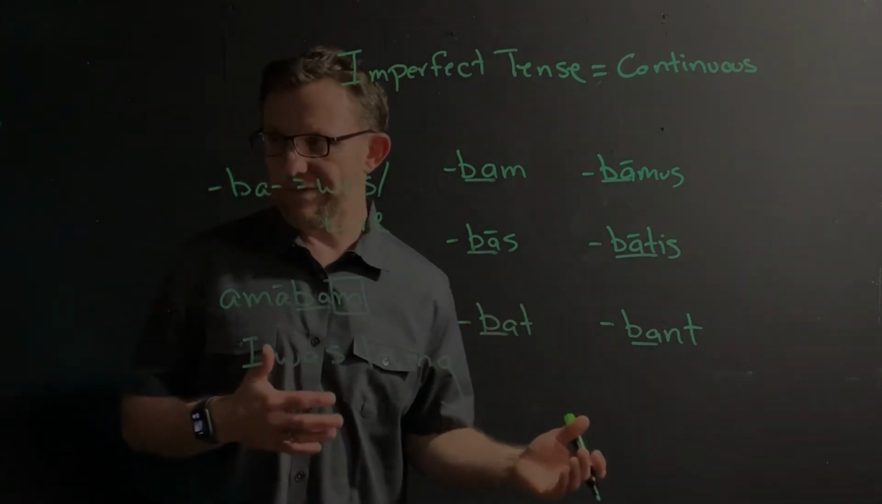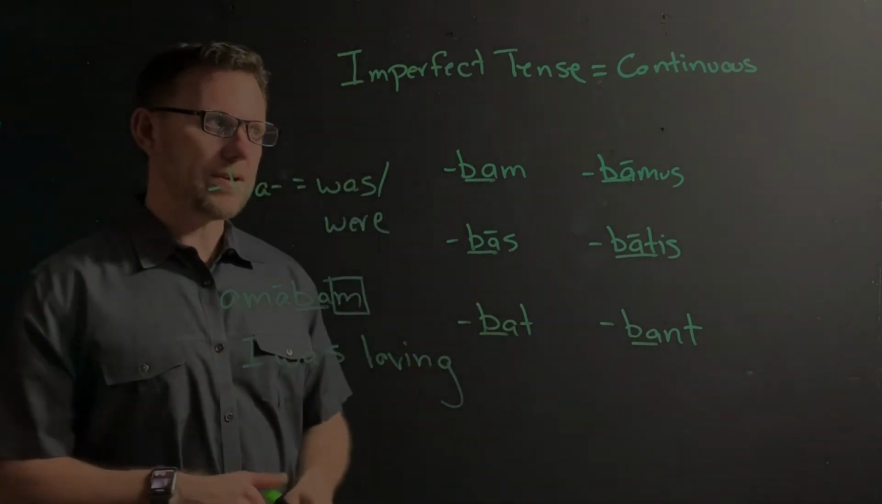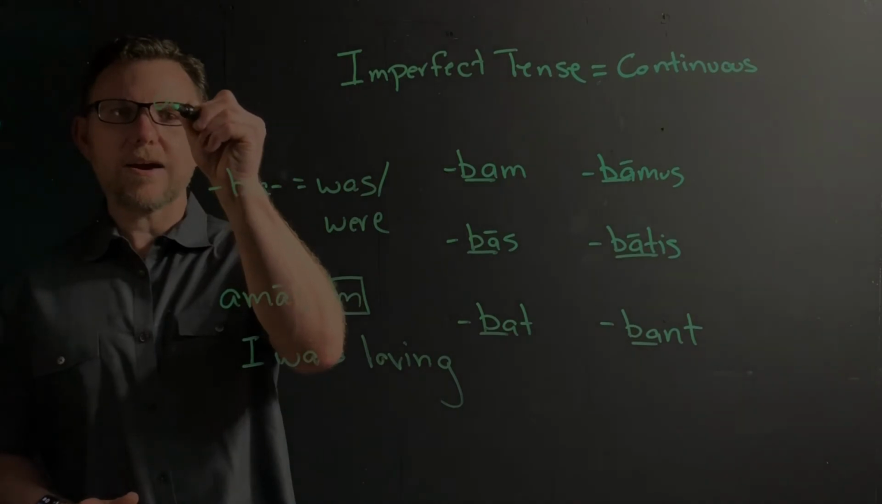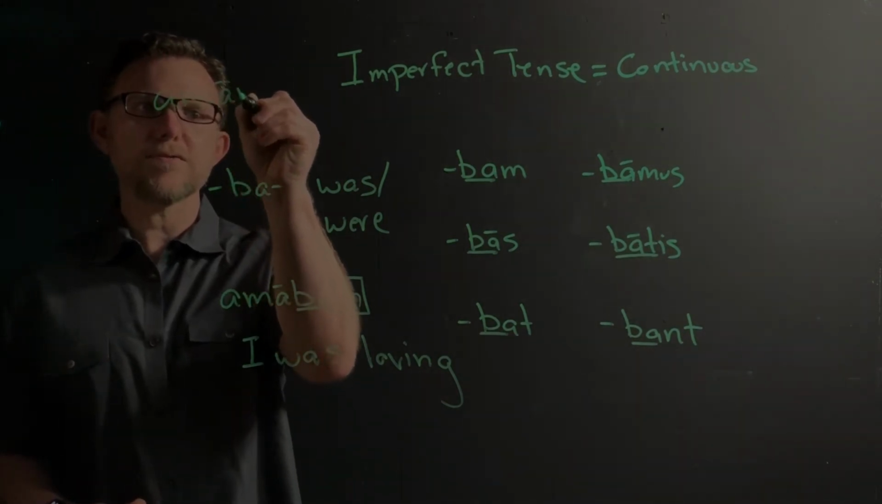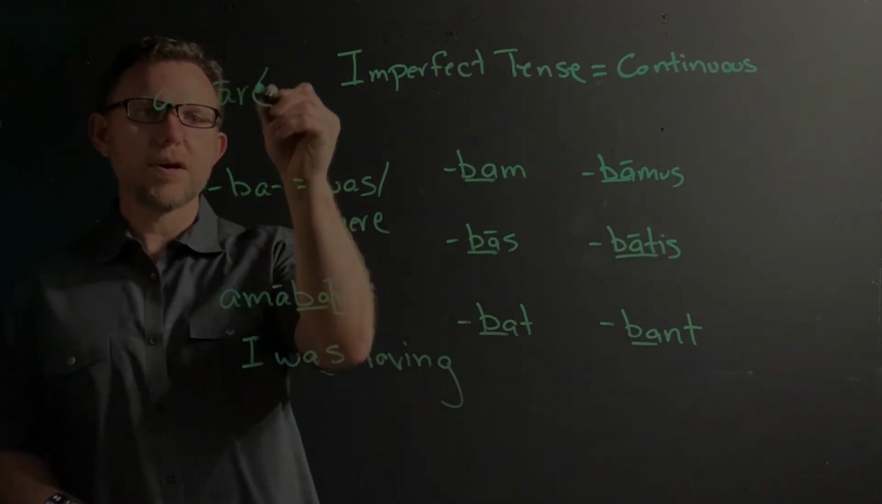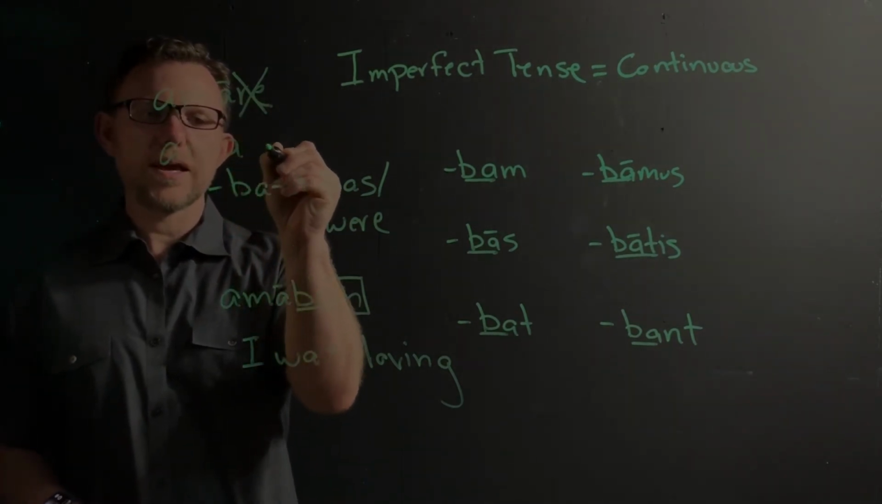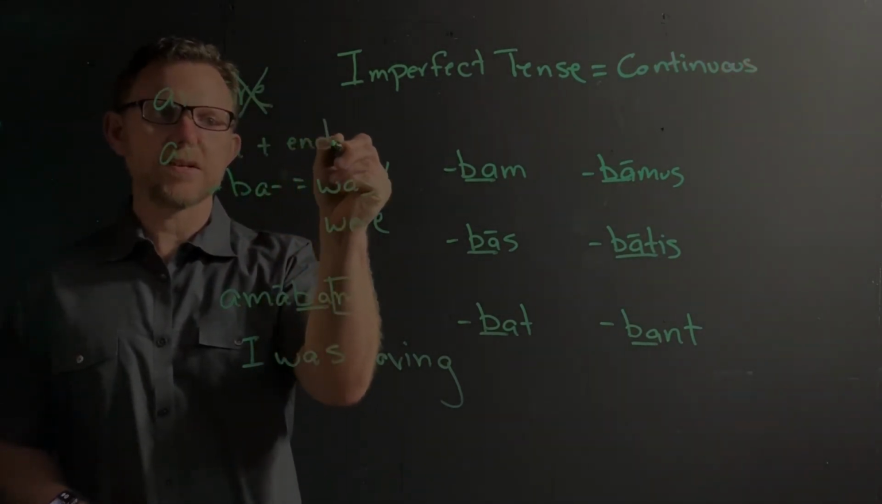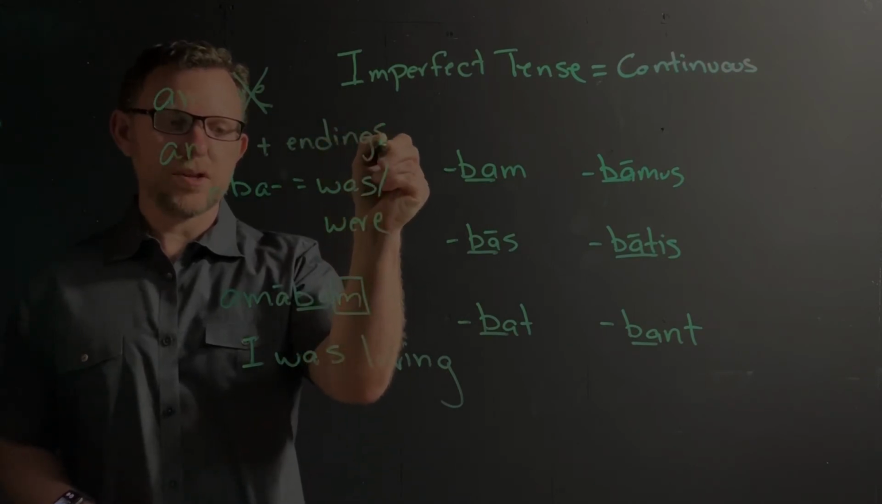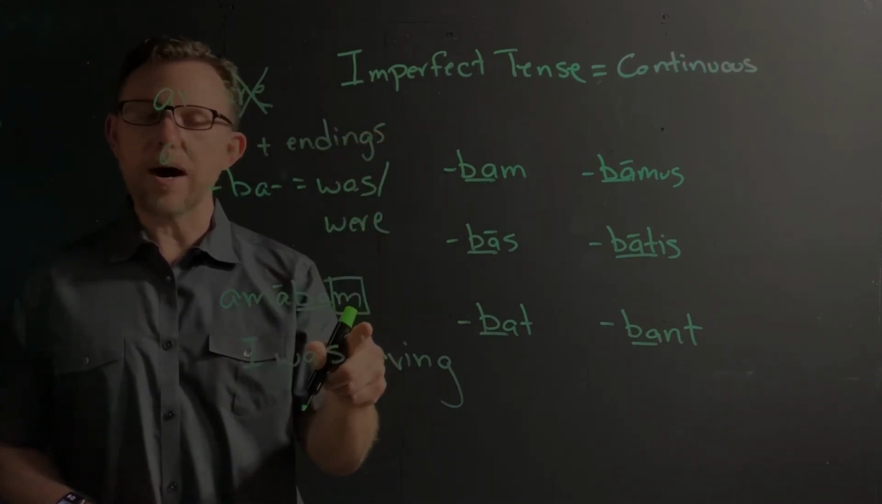Now, when we go to actually form a word, we do it the same way that we do in the present tense. We take our infinitive form, so here's the form for to love. We chop off the RE, which gives us our stem, and then we add the endings to that stem so that we end up with something like amabam.